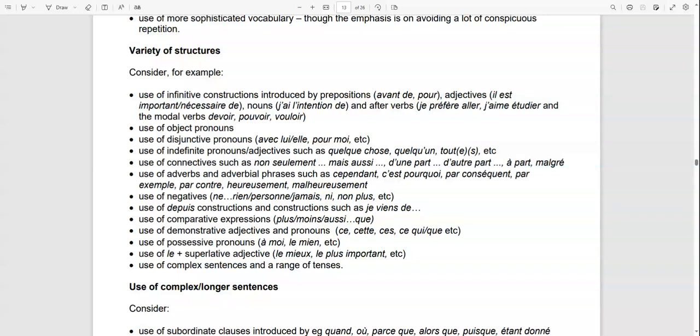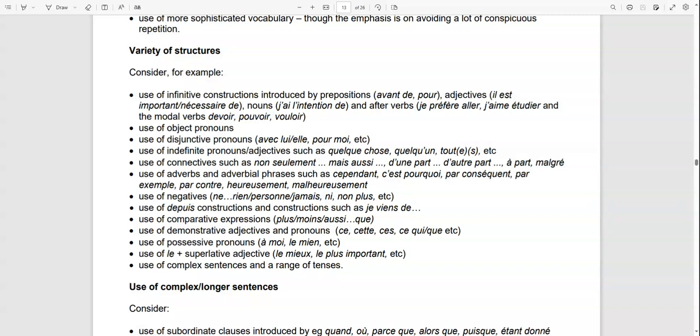So if you're using it after the verb, then you want ne in front, just as a reminder. Other negatives, you've got ni, neither, non plus, no longer. So not just the ne pas, although it's good to use that, but if you can use other types, that would be great.